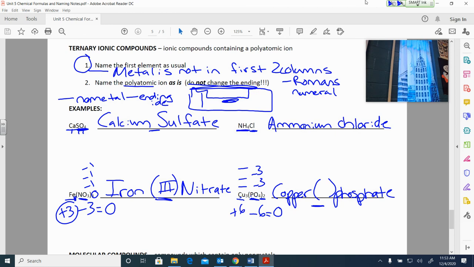So I need 3 numbers that are all the same that add up to a +6, which would be +2, +2, +2, 2, 4, 6. So if each of those coppers had a 2 charge, then that would give me a balanced compound. +2, +2, +2, which is a +6, -3, -3, which is a -6. And there we go. That's adding on the polyatomic ion bit of ionic naming. And there we go.